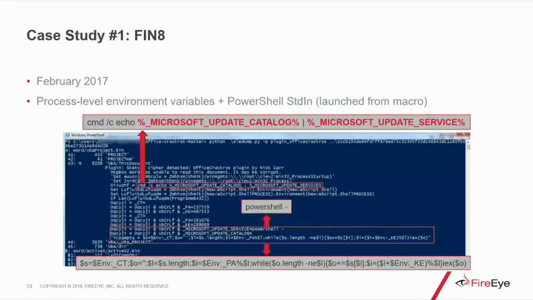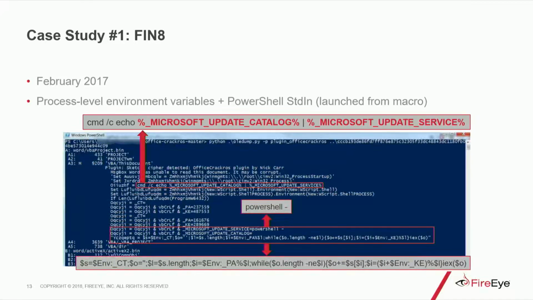So the first example was in February of last year. FIN8, they really like to obfuscate their macros, and this is a de-obfuscated version. Basically, they're using a lot of process-level environment variables to store their payloads in a lot of different places. And then they're setting a PowerShell command, which is just "powershell -", into one environment variable. Now, when you run "powershell -", it runs the PowerShell process, and it executes standard input as the command.